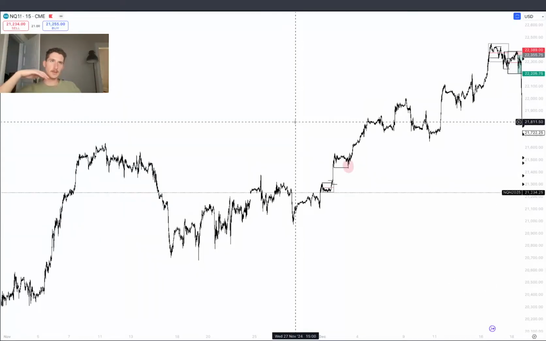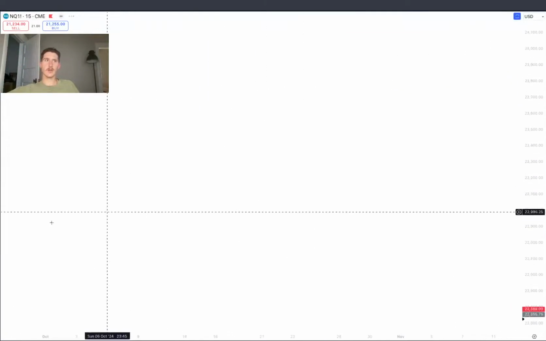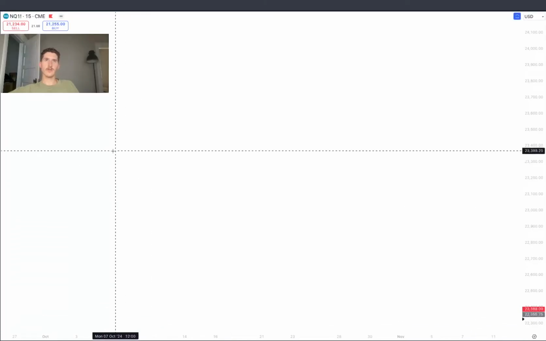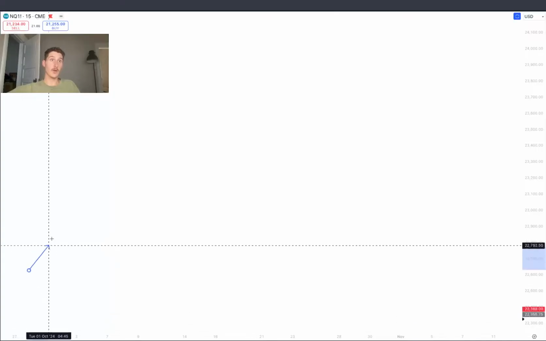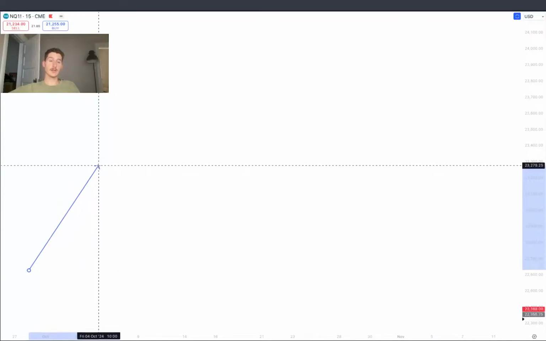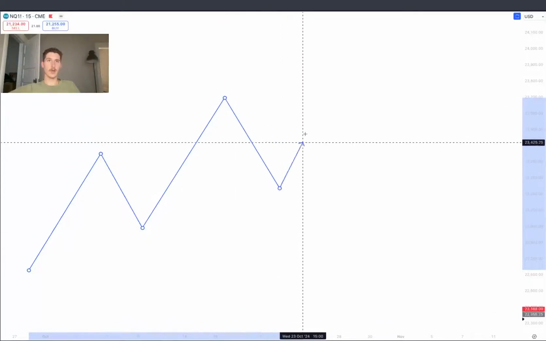You want to identify what you're looking for. So let's do some diagrams real quick. If you have a bias for longs, right, and let's say that the 2 hour is bullish. This is the 2 hour and it's just swinging up, right?